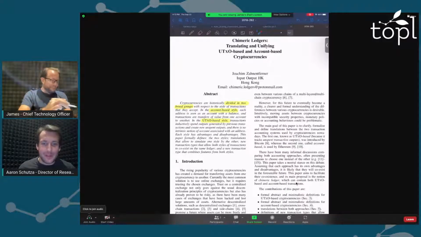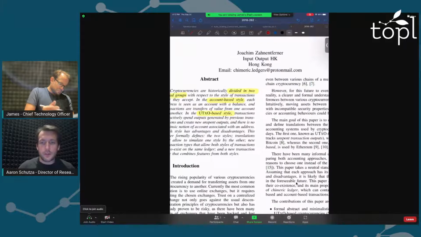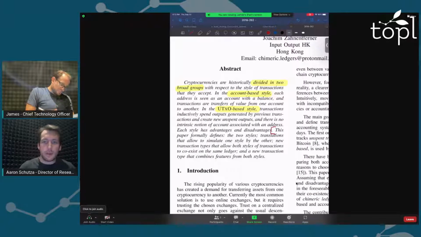So this framework for understanding both transaction models on the same footing, I think, is really valuable. And the notation that's presented in this paper helped me understand the UTXO system from the get-go. It was a good refresher for me. The chimeric ledger aspect of this is the translation between the UTXO system and the account balances. So that's the primary contribution of this paper.